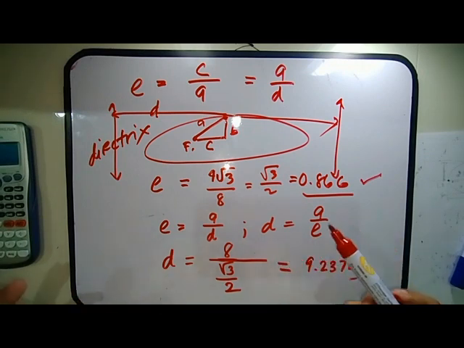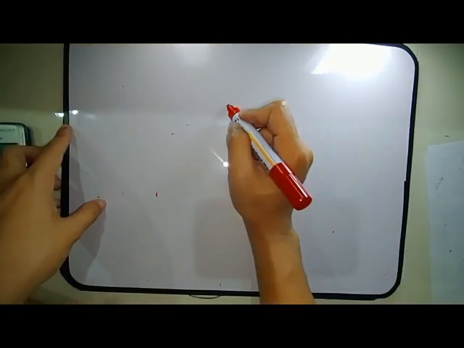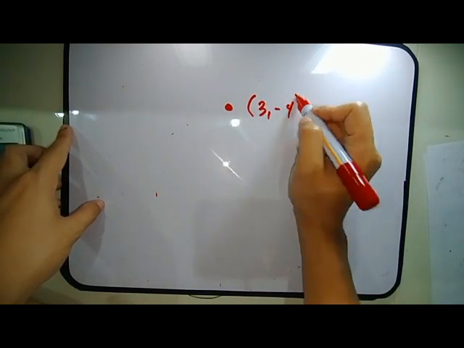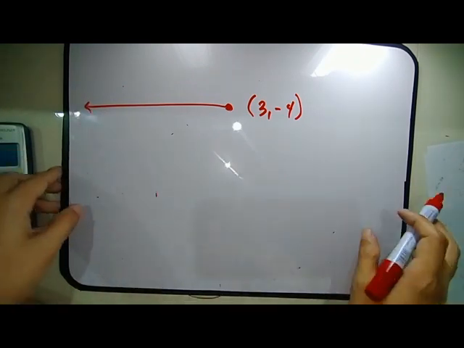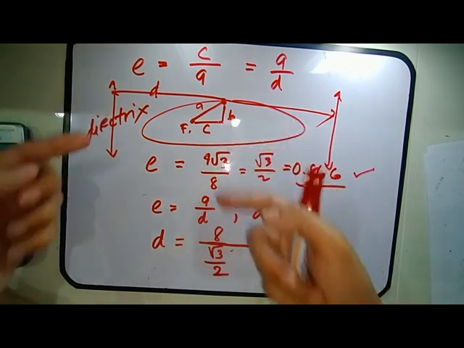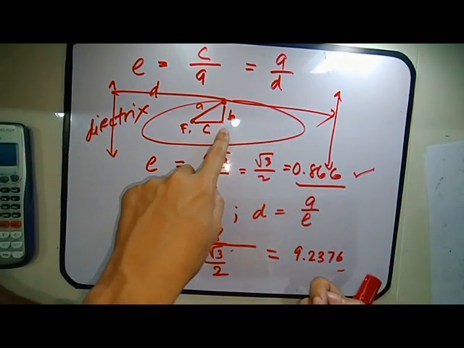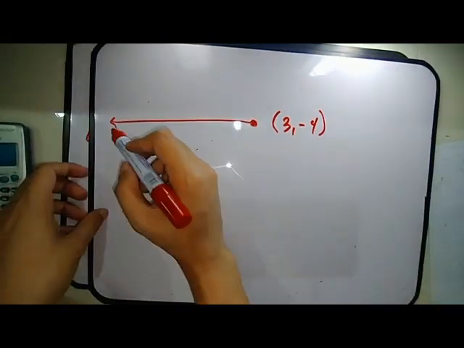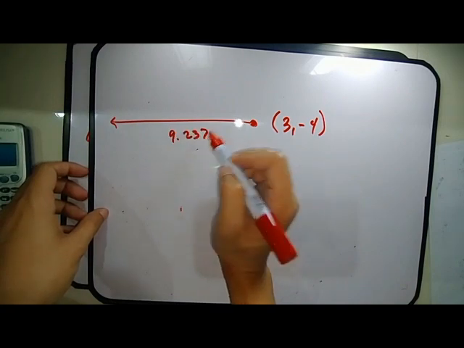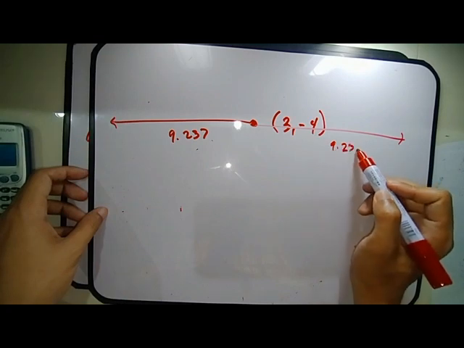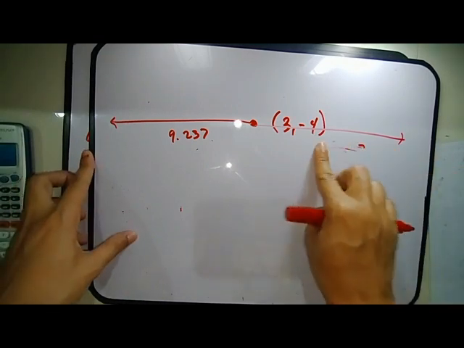So, from the left side and to the right side, from the center of the ellipse, you have 3, -4. We can just place the distance at the center, since the distance is the same. So the basis is the center, of course. So our distance is 9.237 to the left, and of course 9.237 to the right.